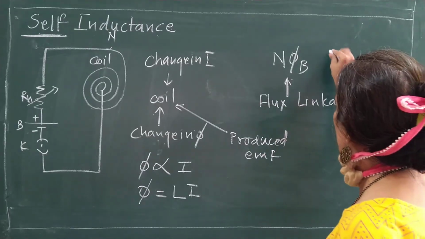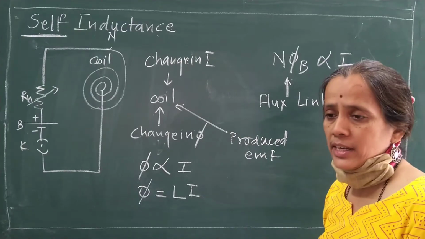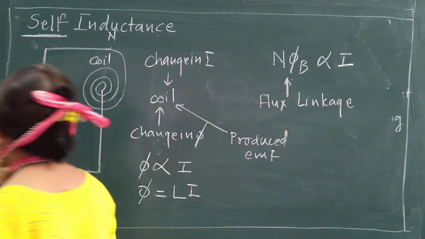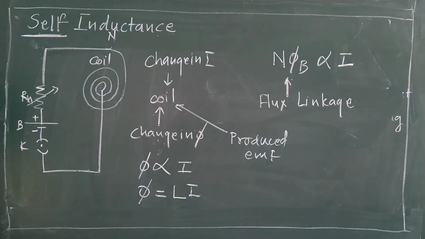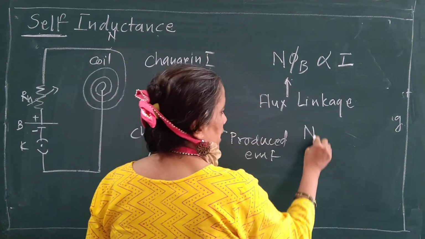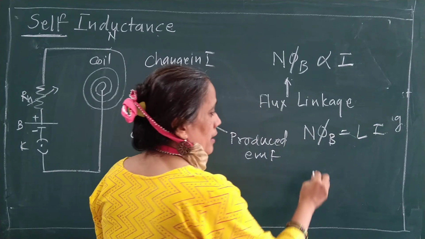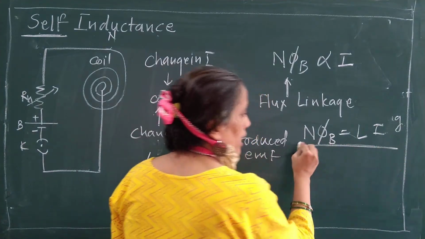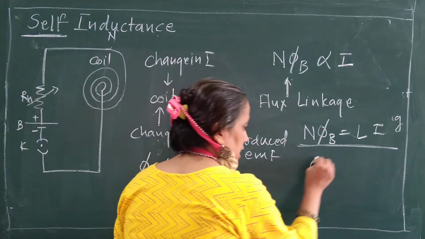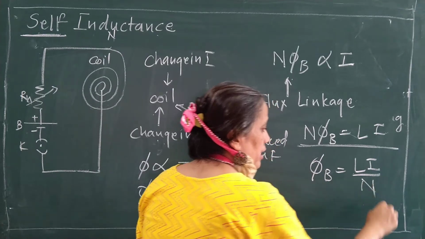This flux linkage is directly proportional to the current. If current increases, flux linkage increases. If current decreases, flux linkage goes on decreasing. Right? And therefore, now this equation, what can I write? N phi B is equal to Li. Therefore, I can write for the flux linkage: phi B is equal to Li upon N.